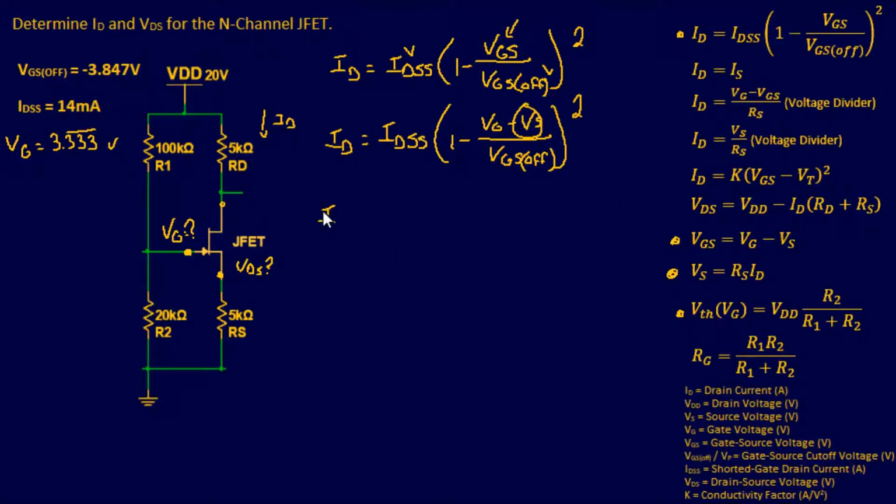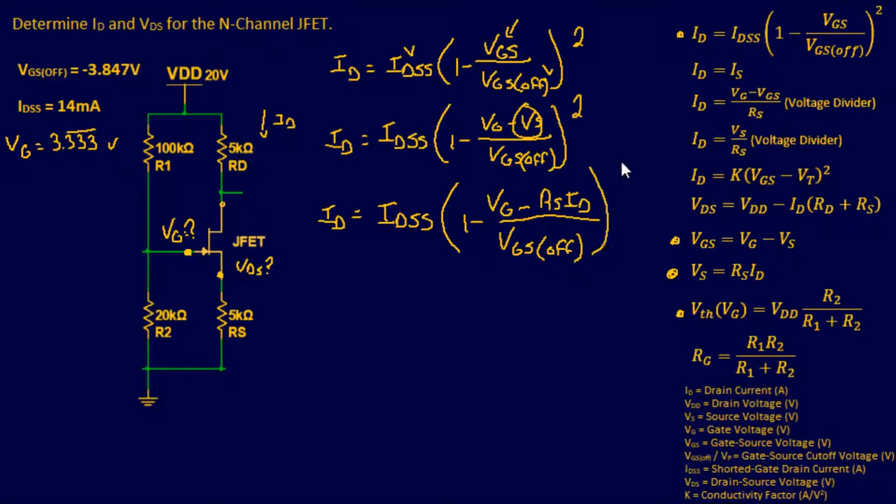So again, if we bring it down one more time, this is where it gets tedious. 1 minus, and this is your gate voltage, minus, and I'm going to substitute this guy right here for our source voltage. So it's going to be RS times your drain current over, and then our cutoff voltage, and close it square. So right now, I went from 2 unknowns to now having just 1 unknown, which is ID. So that's a great thing.